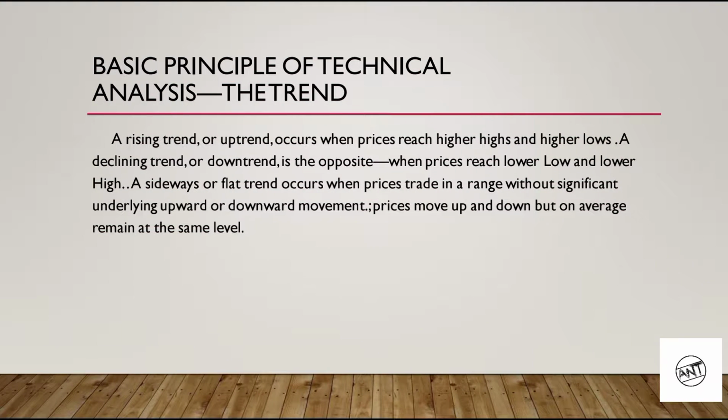Basic principle of technical analysis: the trend. A rising trend, or uptrend, occurs when prices reach higher highs and higher lows. A declining trend, or downtrend, is the opposite, when prices reach lower lows and lower highs. A sideways or flat trend occurs when prices trade in a range without significant underlying upward or downward movement. Prices move up and down but on average remain at the same level.